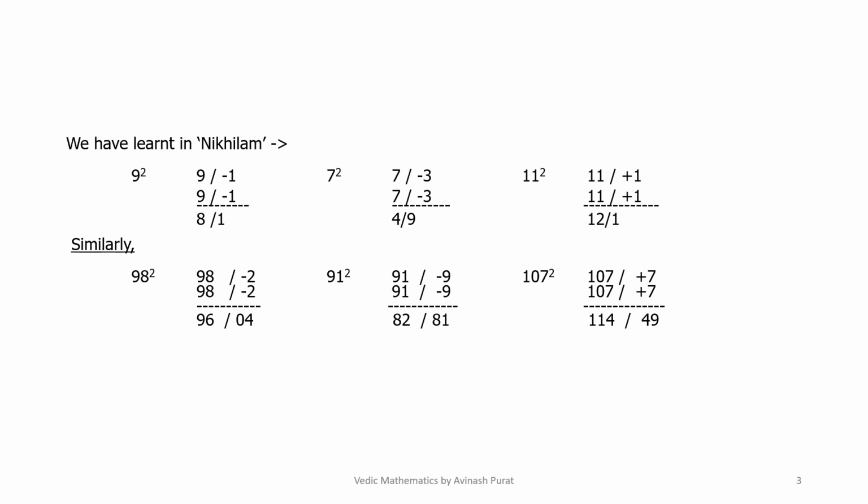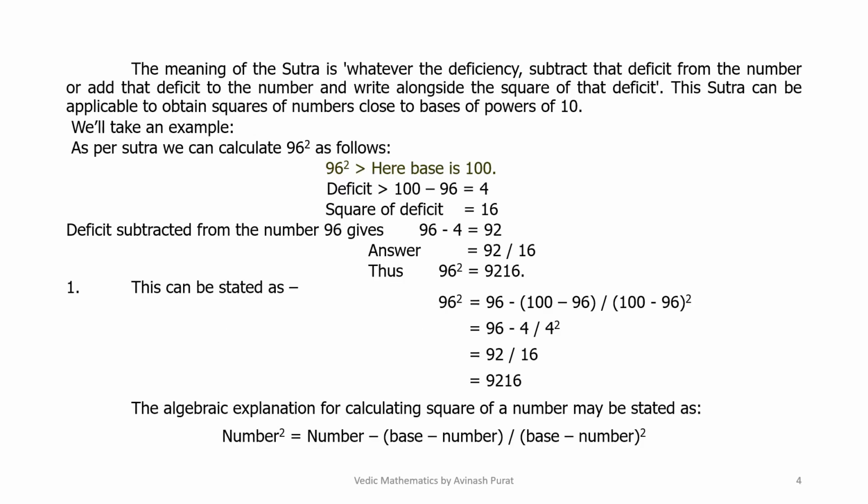Similarly, 98 square is 98 stroke minus 2 multiplied by 98 stroke minus 2, that is 96 stroke 04, that is equal to 9604. 91 square is 91 stroke minus 9, 91 stroke minus 9, equal to 82 stroke 81, that is 8281. 107 square is 107 stroke plus 7, 107 stroke plus 7, that is 114 stroke 49, equal to 11,449.